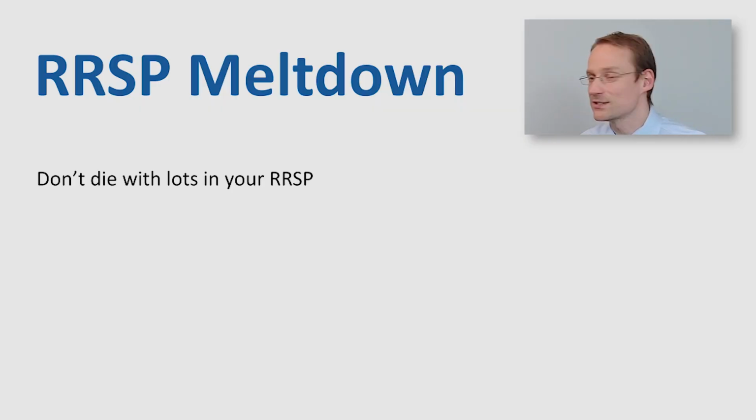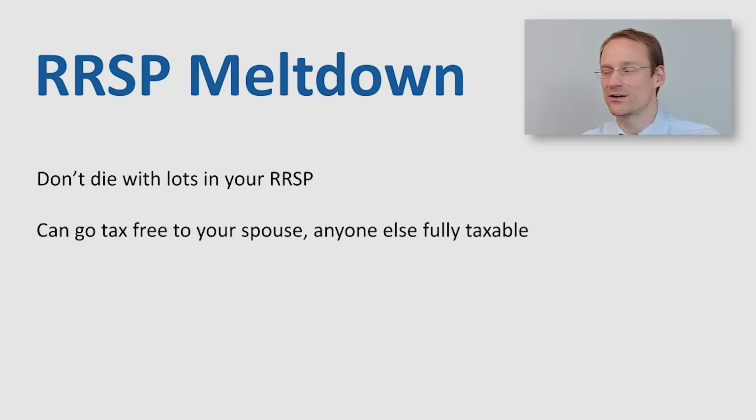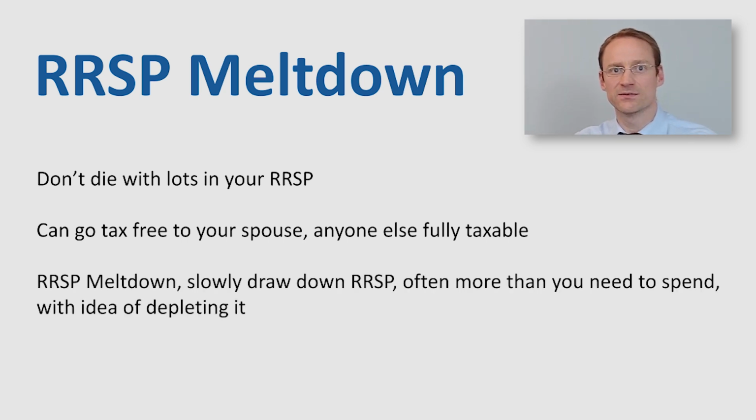Yeah, and a quick explanation. With the RRSP meltdown, you never want to build up lots of money in your RRSP. Never. If you can avoid it, don't do that, because it's a big tax burden. You can go tax-free to your spouse. Anybody else, that RRSP is fully taxed upon passing, which can create a big liability, which is why people try to melt it down instead of deferring it and then having this big burden when they pass away. They do it in little bits and pieces as they go.